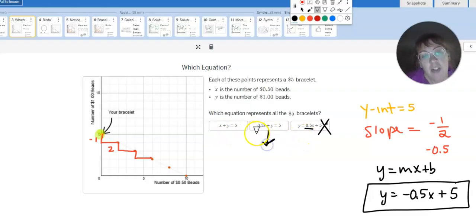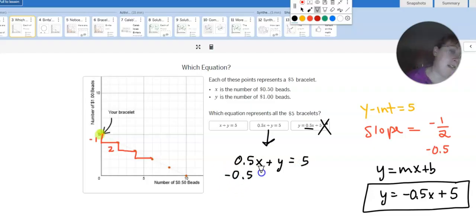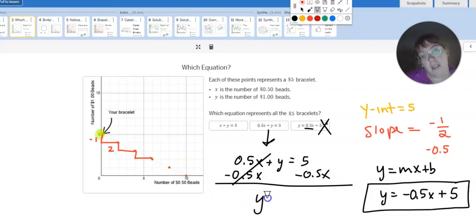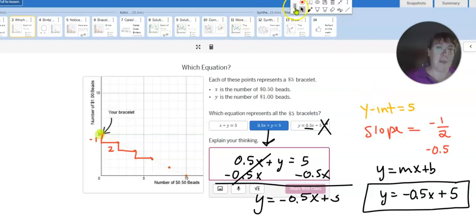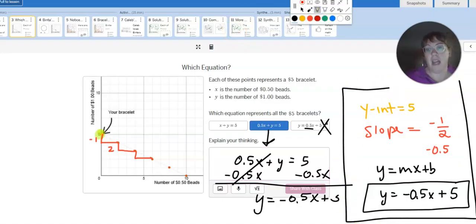If we take this equation and subtract 0.5x from each side, that right there is in standard form, but if we subtract 0.5x from each side, we get y equals negative 0.5x plus 5, which is exactly what we were looking for. So you can explain your thinking of how we found the slope and the y-intercept and use that knowledge to make that equation. When you're all set, push ahead to the next slide, just slide 4.